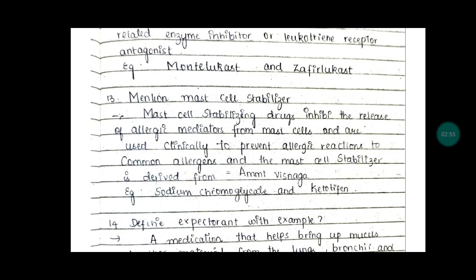Question number 13, mention mast cell stabilizers. The answer is mast cell stabilizing drugs inhibit the release of allergic mediators from the mast cell and are used clinically to prevent allergic reactions to common allergens. The mast cell stabilizer is derived from ammi visnaga. The examples for mast cell stabilizers are sodium cromoglycate and ketotifen.